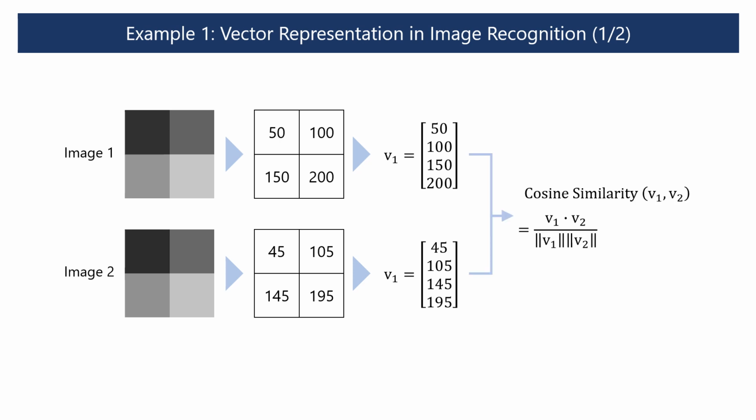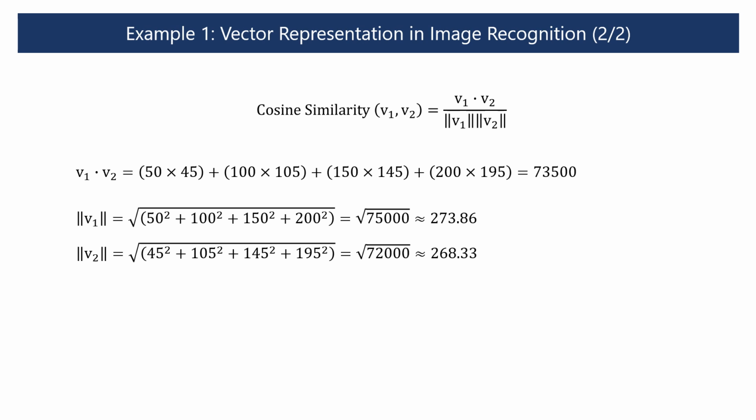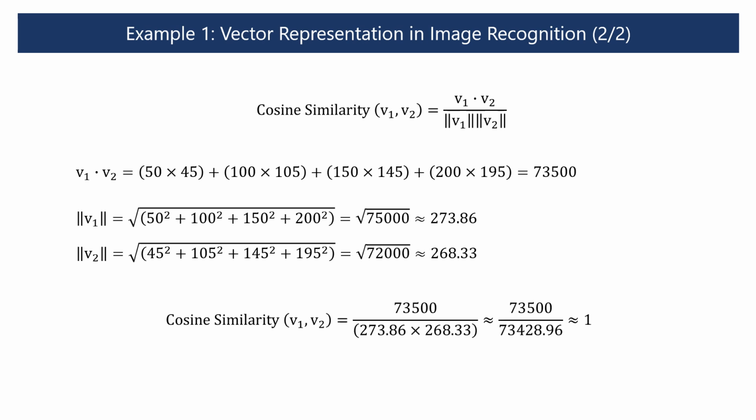To measure how similar these images are, we calculate the cosine similarity between the two vectors. The dot product of v1 and v2 can be computed in this way. Then, let's compute the magnitude of v1 and v2. Now, let's compute the cosine similarity. In this case, the cosine similarity is very close to 1, meaning that these two images are nearly identical.